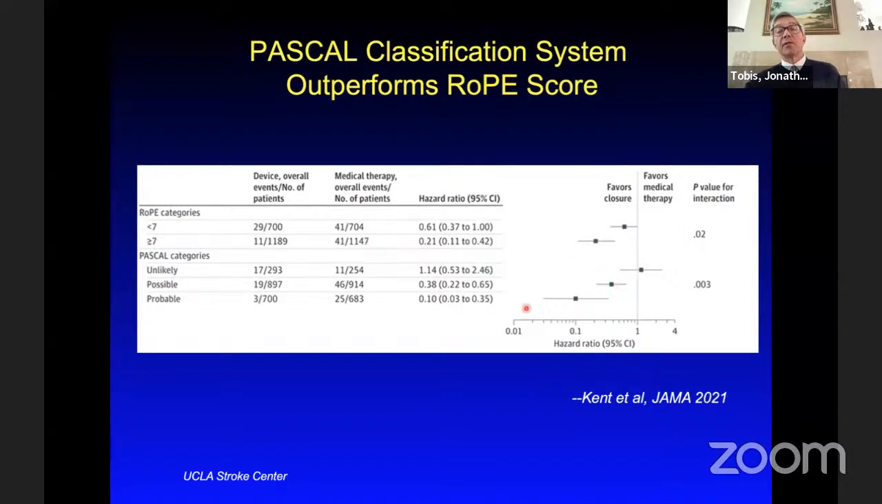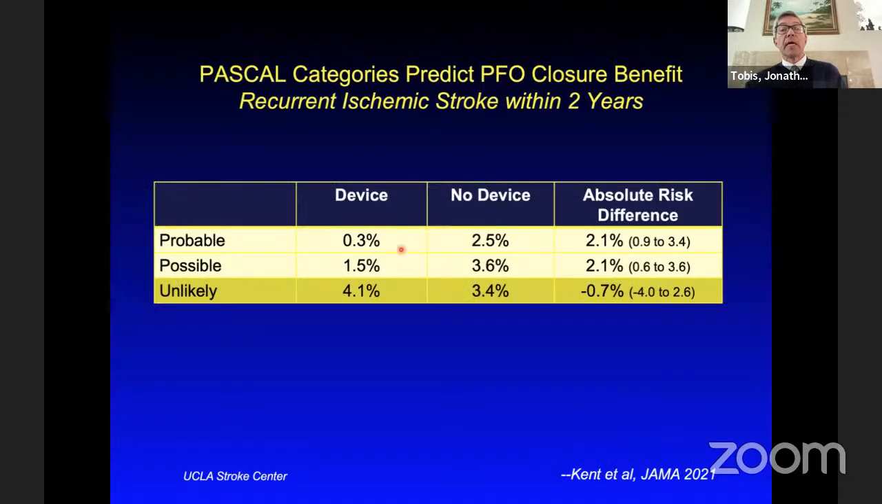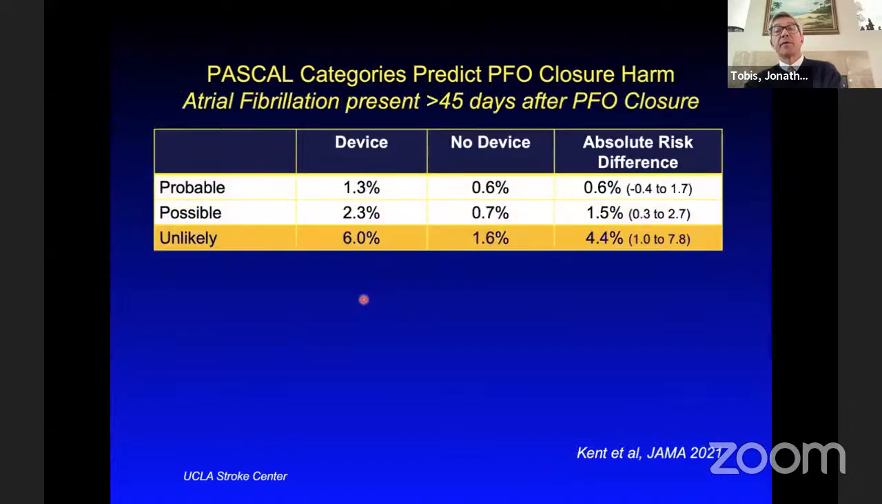So I believe the neurologists are using this system currently to make that determination. And then these patients should be worked up by neurology first, and then only referred later to cardiology to close the PFO. If you look at that PASCAL system, those people who got a device had less recurrent stroke than medical therapy, either in the probable or possible group. But in the unlikely group, they actually had more strokes, even in the device group. So these people probably should not be getting a PFO closure.